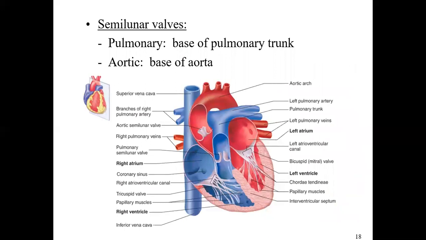Then the other 2 valves, remember there's 4 valves, so the other 2 valves are semilunar valves, and they're found at the base of the pulmonary trunk. And so here's the pulmonary trunk, and so there's a valve here, and at the base of the aorta, there's a valve here.